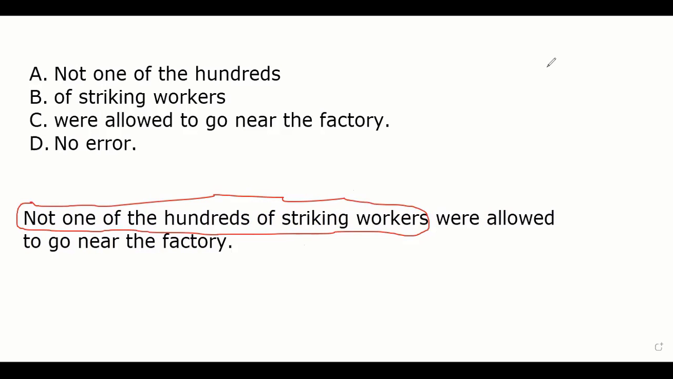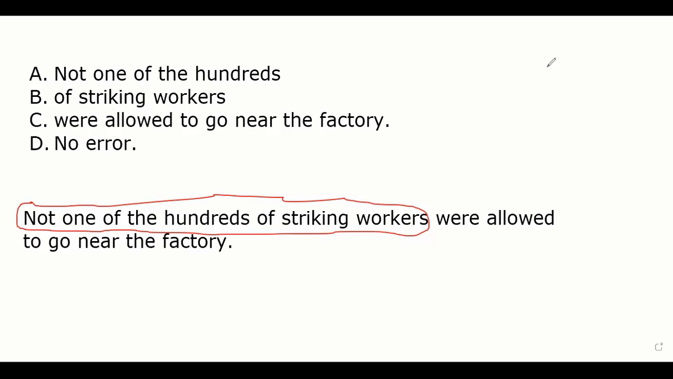Not one of the hundred of striking workers. Are we talking about one? We're talking about many. Think. Give me your answer, Shania, then Abhinav. Shinuraji, I'll come to you last. Tell me, Shania and Abhinav. So I guess it should be: none of the hundreds of striking workers were allowed to go near the factory.